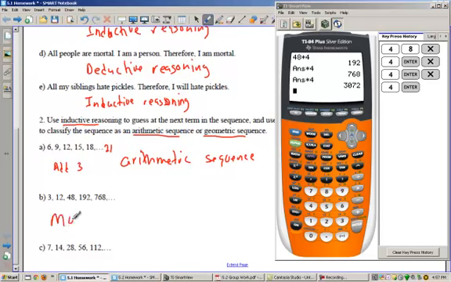Right, so this one, multiply by 4. So the next one would be 3072. And because I'm multiplying, I can use my deductive reasoning to classify this as a geometric sequence.